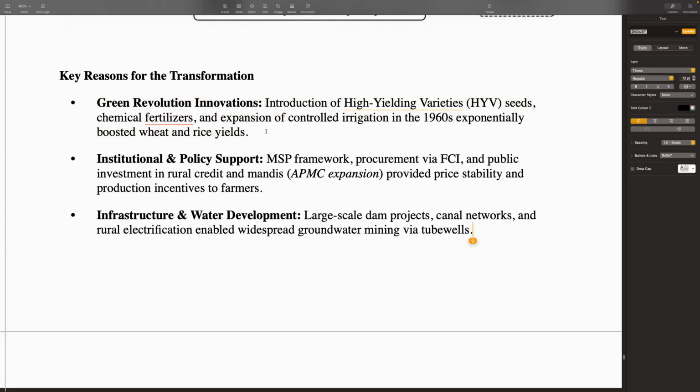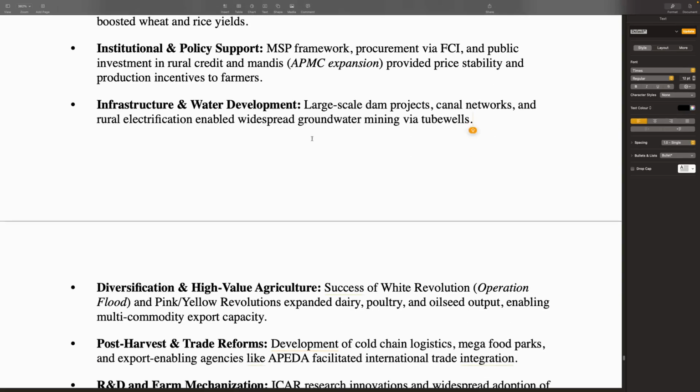Green Revolution innovation: introduction of high-yielding varieties, HYV seeds, chemical fertilizer, and expansion of controlled irrigation in the 1960s exponentially boosted wheat and rice yield. Institutional and policy support: MSP framework, procurement via FCI, and public investment in rural credit and mandis, APMC expansion provided price stability and production incentives to farmers. Infrastructure and water development: large-scale dam projects, canal networks, and rural electrification enabled widespread groundwater mining via tube wells.